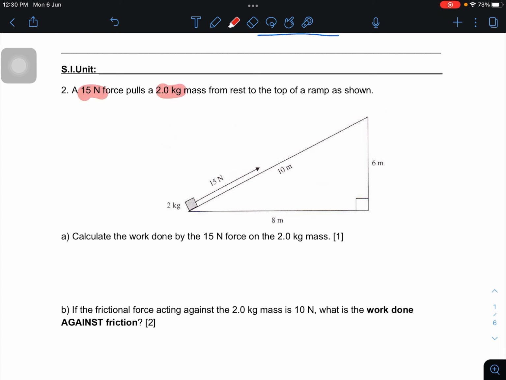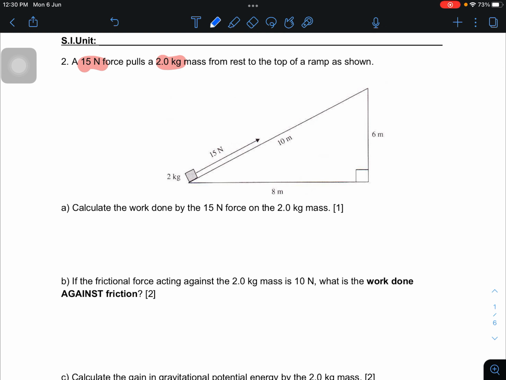Calculate the work done by the 15 Newton force on a 2 kg mass. Work done, what is the formula? Force times distance, very similar to the one in moment. The difference is, in moment we are talking about perpendicular distance between the applied force and the pivot, whereas for this, we're talking about the distance moved in the direction of the force.